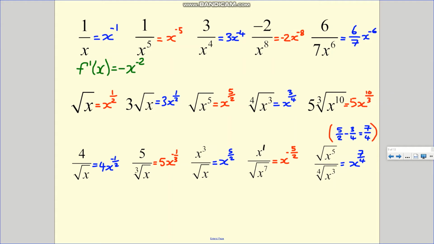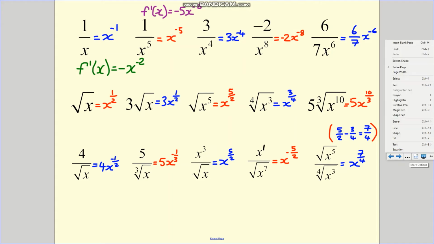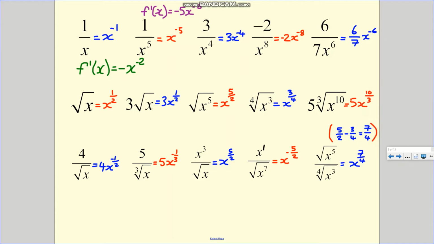For the next one, I might do above and below as well. For number 2, f dashed of x is equal to negative 5x to the power of negative 6. Be careful with the direction that you go when you're taking away 1 from a negative number. We're going to go further into the negatives, taking us down to negative 6. For this one, number 3, f dashed of x is equal to negative 12 x to the power of negative 5.